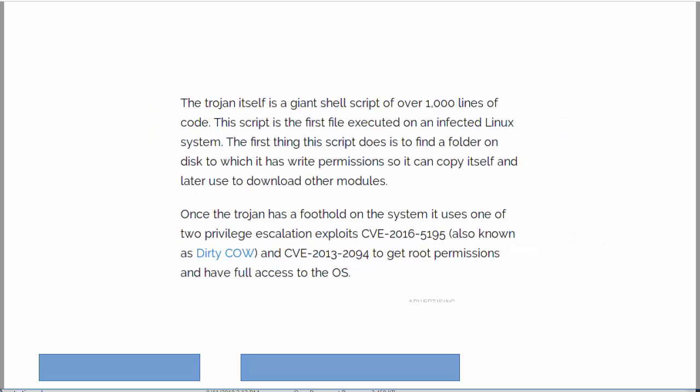The Trojan itself is a giant shell script, over 1,000 lines of code. Yes, malicious malware written in bash shell scripting. Who would have thought? When the script is executed on an infected Linux system, the first thing it does is find a folder on a disk to which it has write permissions, so that it can copy itself and later download other modules. Once the Trojan has a foothold, it uses one of two privilege escalation exploits. One of them is the Dirty COW exploit, to get root permissions and have full access to the operating system. Remember these two exploits. We're going to talk about them in just a few moments.